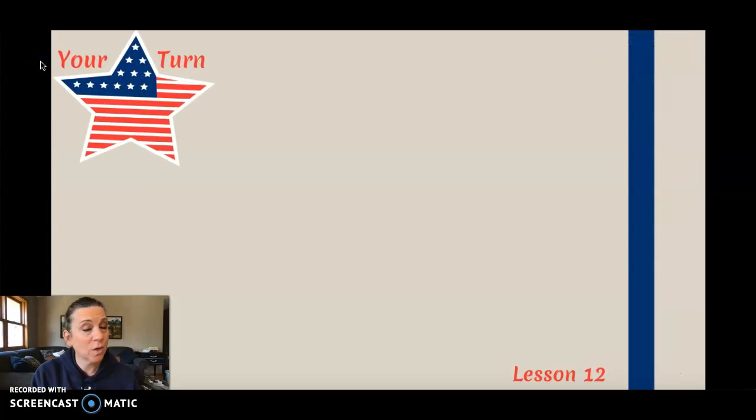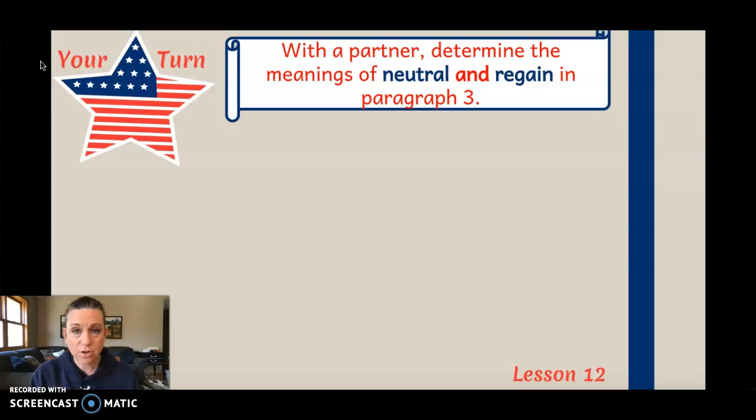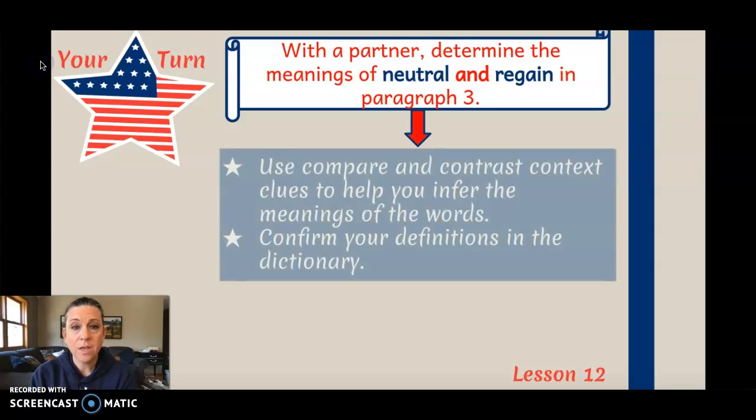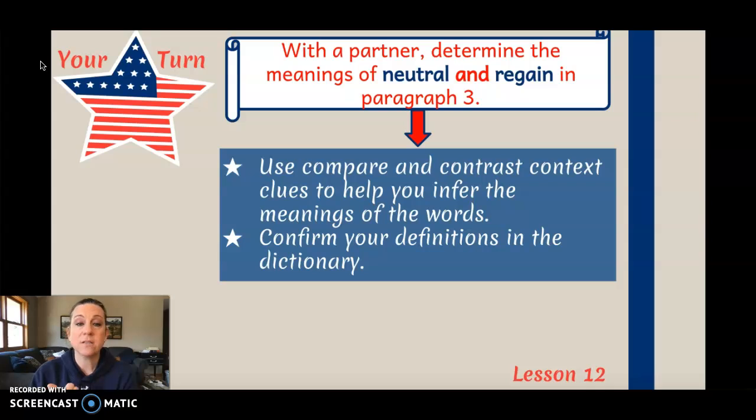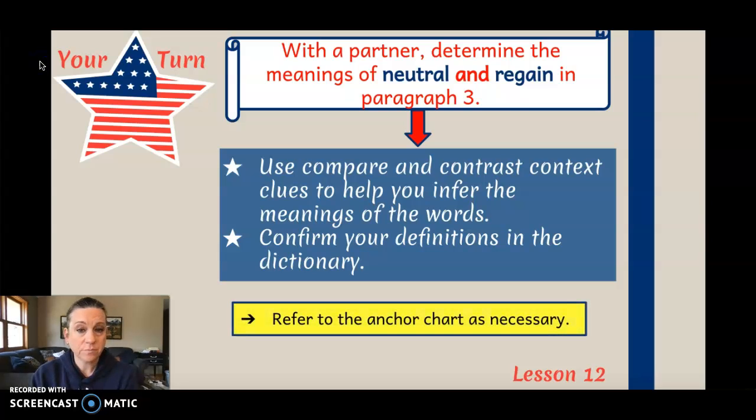All right, short lesson today. Your turn. What I want you to do is determine the meanings of neutral and regain in paragraph 3. You're going to use the compare and contrast context clues to help you infer the meanings of the words, to help you figure out what the meanings of those words are. And then confirm your definitions in the dictionary. Refer back to the anchor chart if you need to. Take a few minutes to find those words and go ahead and do this. So pause here.